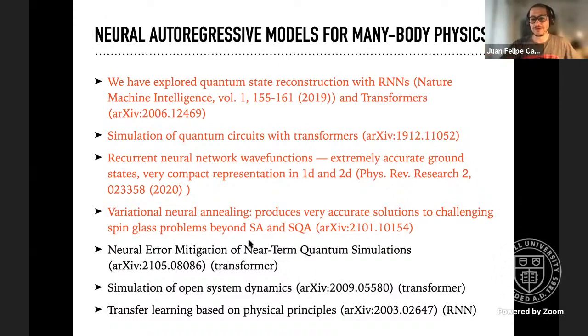And our accuracy goes beyond well-established techniques such as simulated annealing and simulated quantum annealing. We have a lot more. For instance, neural error mitigation for near-term quantum simulations. We have simulations of open quantum systems and more. And with that, I apologize for the long time I took. Thank you so much.